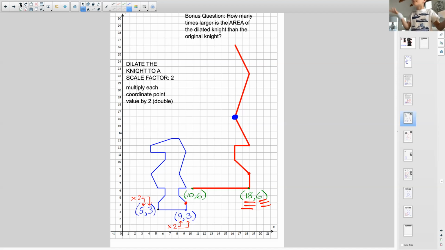Everybody go at your own pace. And if you're faster, you can go on to the K on that next page.